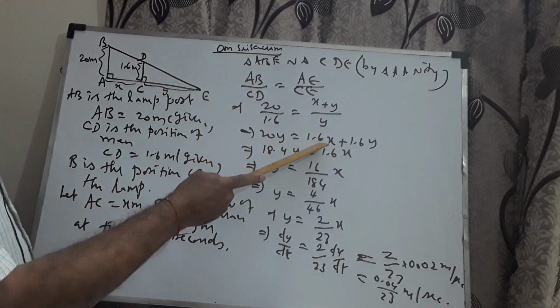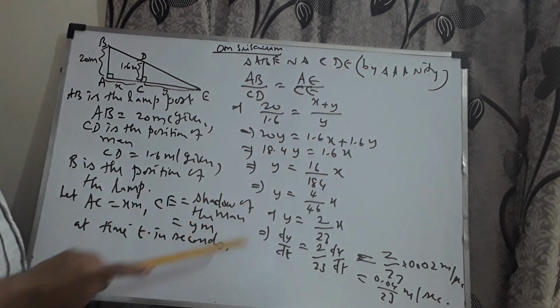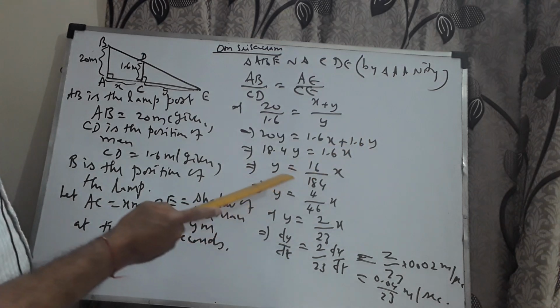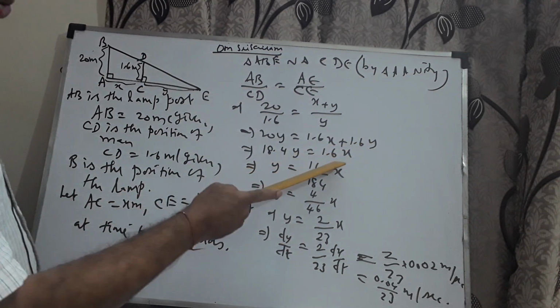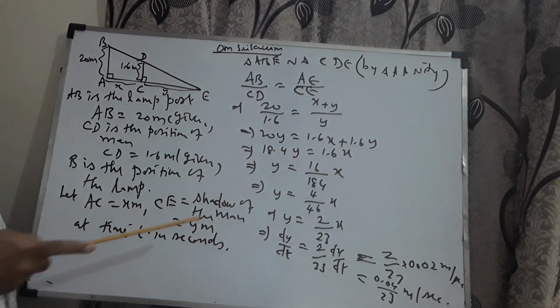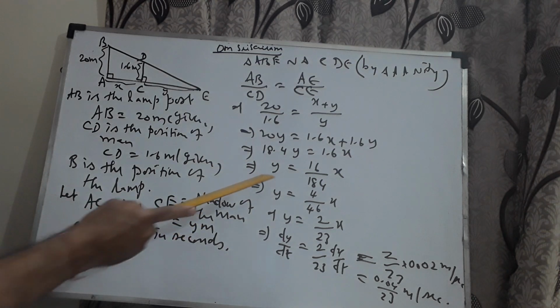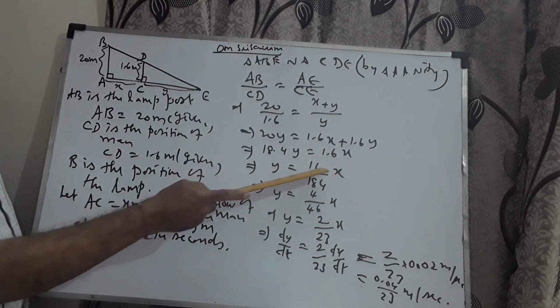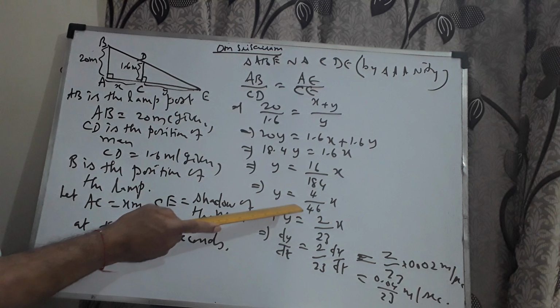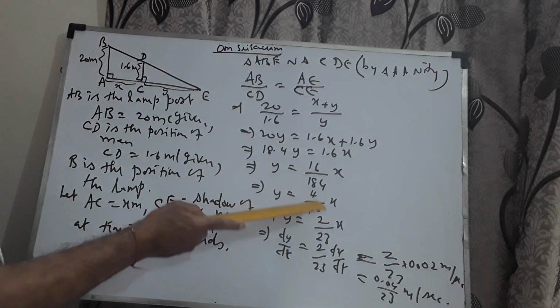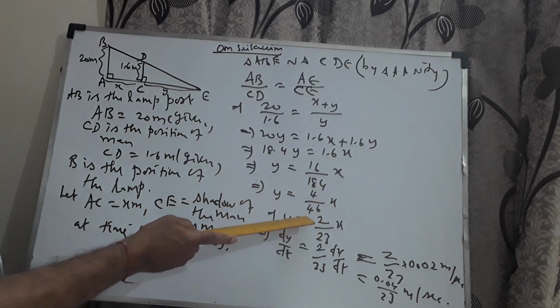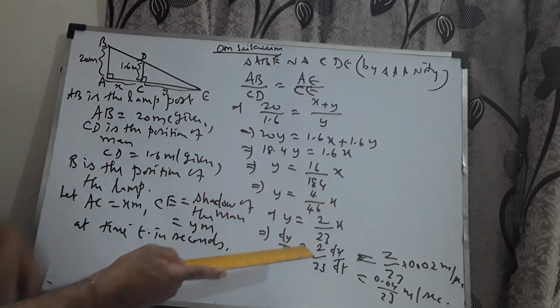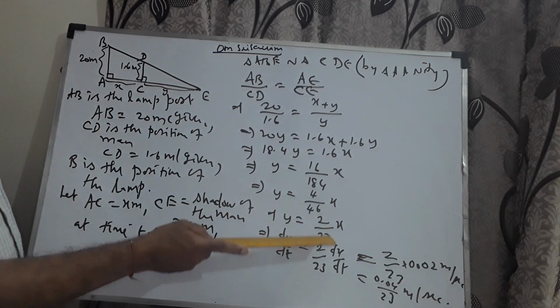20y is equal to 1.6x plus 1.6y, cross multiply. 20 minus 1.6 times y is equal to 1.6x, that is 18.4. Multiply by 10 throughout, y is 16 by 184 x. Division by 4 gives you 4 4s are 16, 46 4s are 184. It's correct. Therefore, 2 2s are 4, 23 2s are 46.